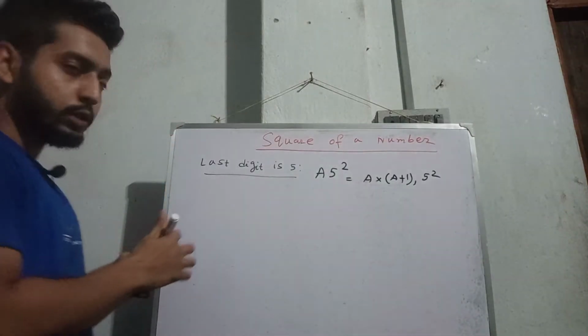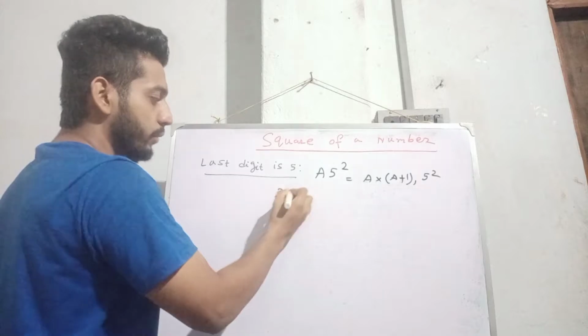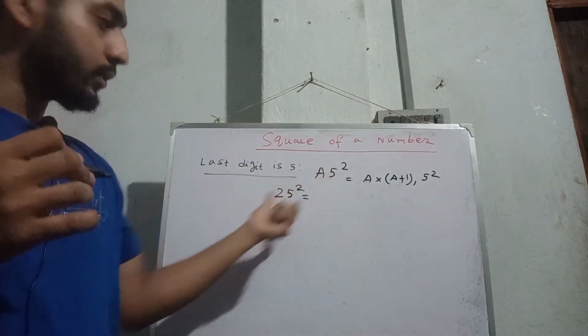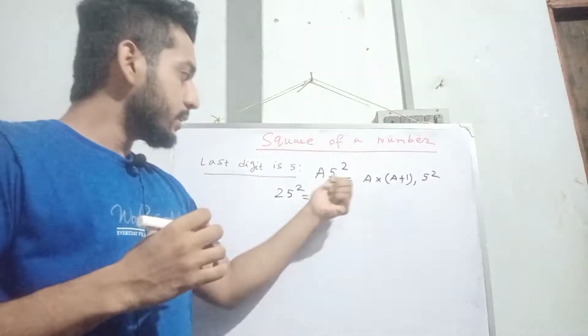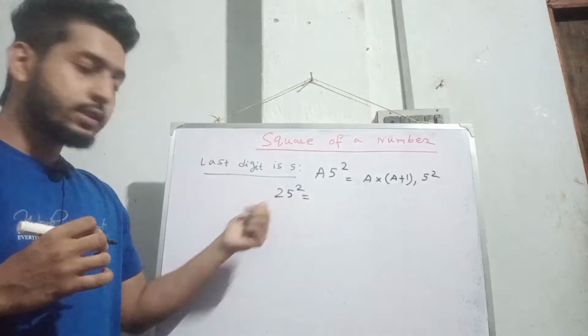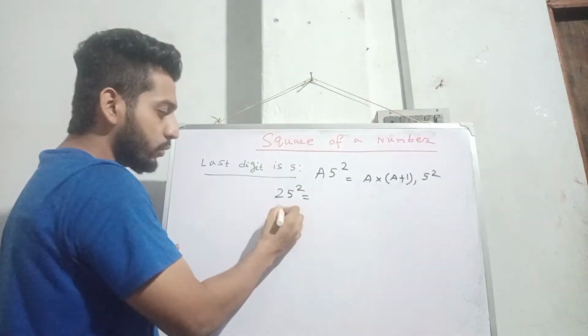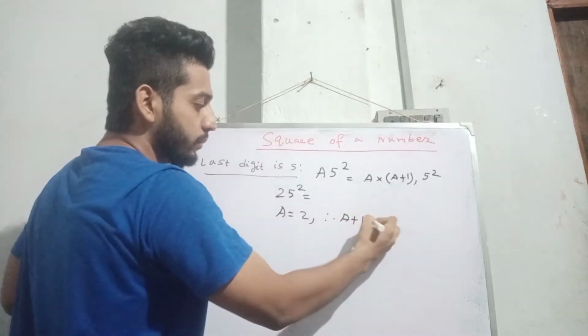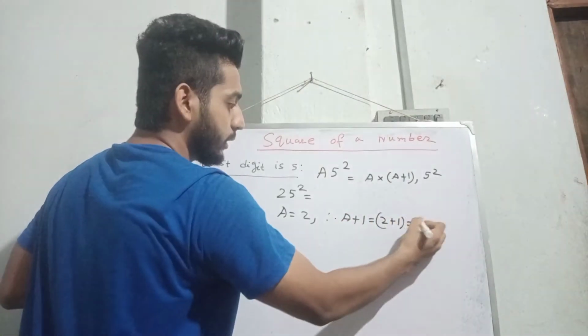For example, suppose we need to find the square of 25. So 25 square. Here, if we relate these two, we can see that the last digit is 5 and the first digit is a, and here the first digit is 2. So here a equals 2. Therefore a plus 1 will be 2 plus 1, that is 3.